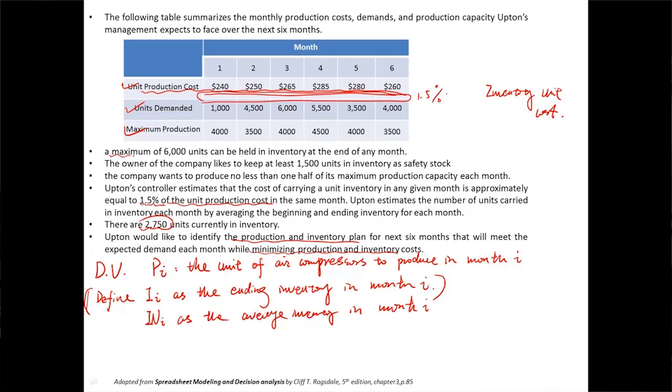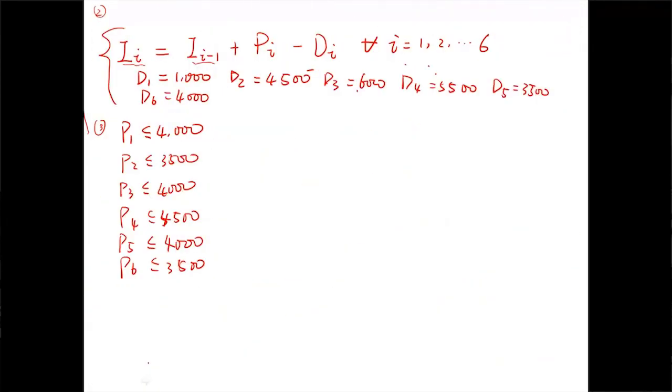And then this one. A maximum of 6000 can be held inventory at the end of any month. So that's another constraint. That's for the ending inventory. So the ending inventory needs to be less than or equal to 6000. The fourth group, I'll just use I to represent this instead of writing 6 constraints out, because the right hand sides are all the same, less than or equal to 6000. That's for the inventory part. So that's for all I goes from 1 to 6. That's the fourth constraint.